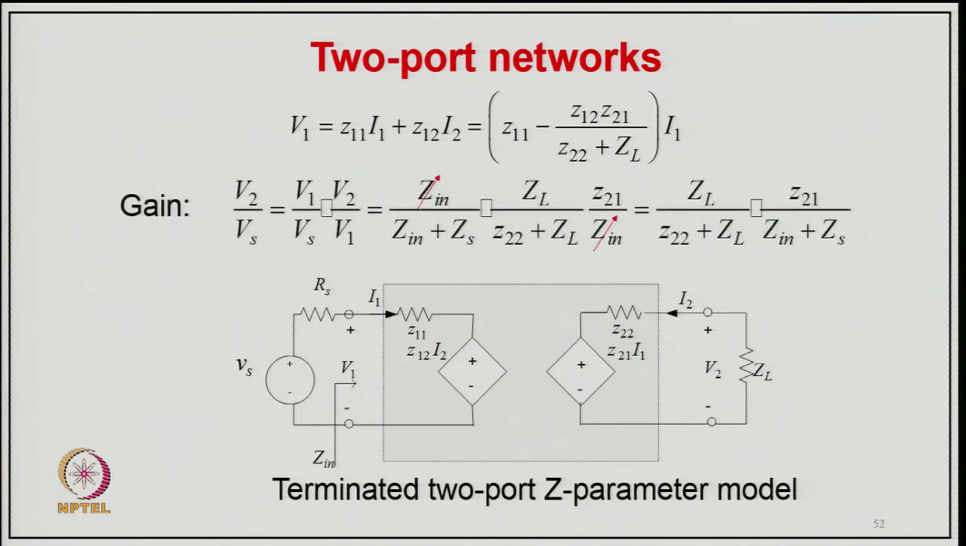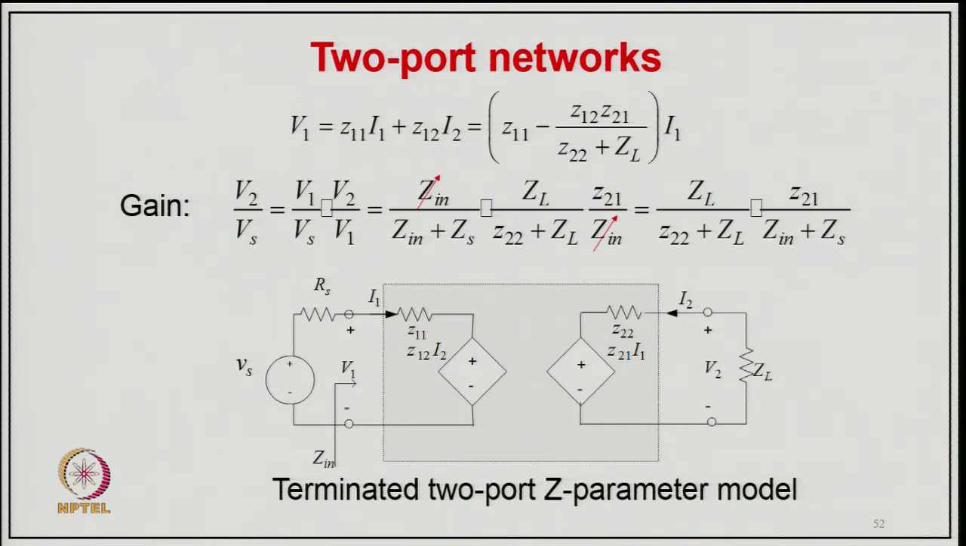This is the equation with which we can define the gain V2 upon Vs, and that will be V1 upon Vs into V2 upon V1. We divide the gain into two parts and put in the values: V1 upon Vs is Zin divided by Zin plus Zs, multiplied by ZL upon Z22 plus ZL into Z21. Finally it comes to ZL upon Z22 plus ZL into Z21 upon Zin plus Zs.